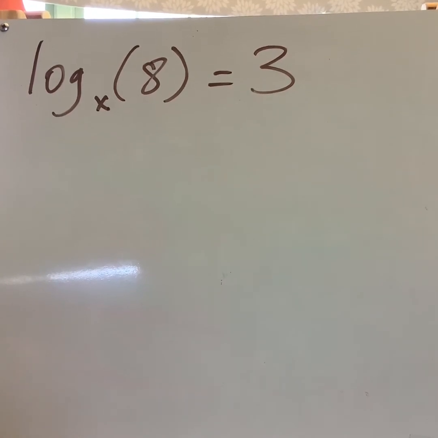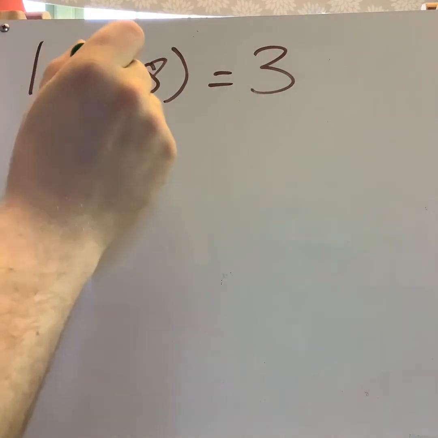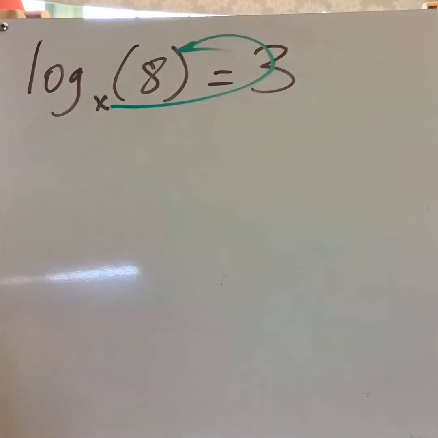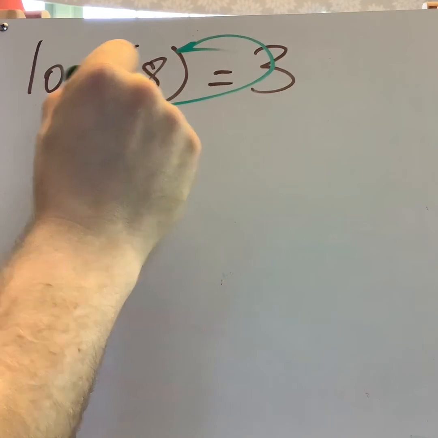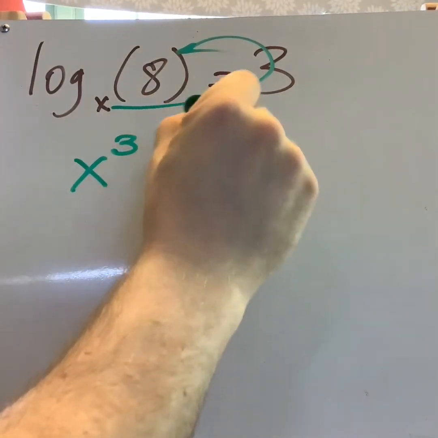So we got log base x of 8 equals 3, like I just said. You're thinking what raised to the 3rd power is equal to 8? Hopefully that's enough where you can figure it out in your mind. But we need to, again, convert this into exponential form. And we get x to the 3rd power is equal to 8.